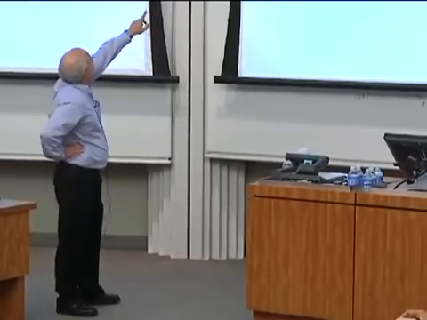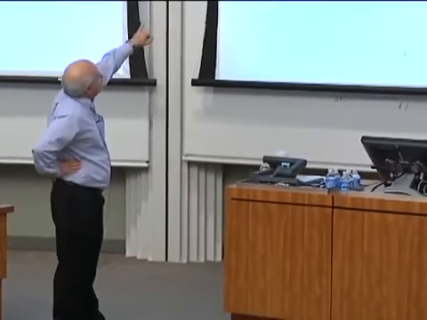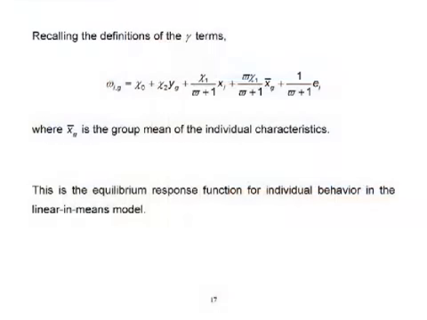We end up with a description of individual behavior that says my behavior depends on a constant term, which we don't care about. It depends on whatever contextual effects I'm using in the model. It depends on my own characteristics. It also depends on the average characteristics of the individuals in the population, and then some sort of shock.